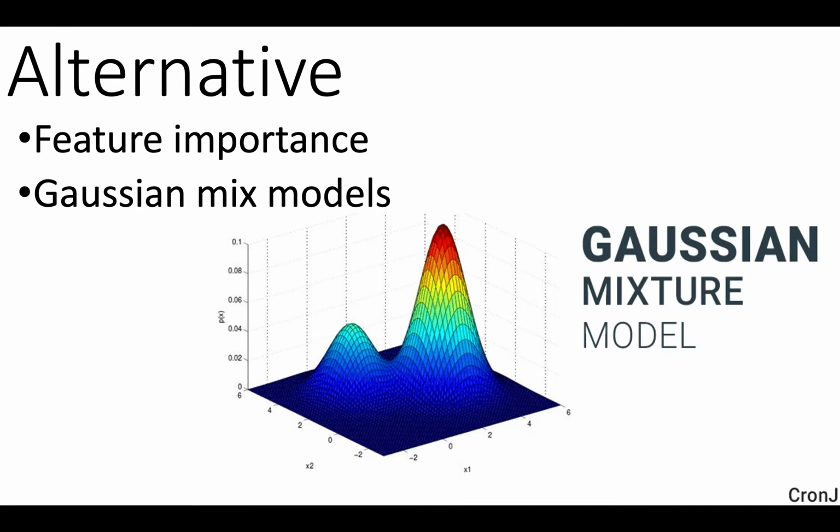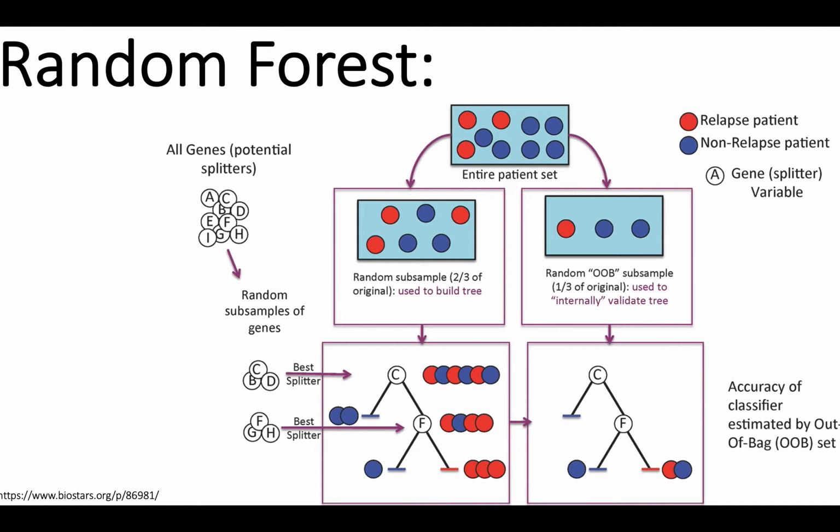So here are some alternative models which I'll go over. One way of looking at this with an alternative model is random forest and feature importance. Feature importance you can do without random forest, but I'm going to use random forest to illustrate it.